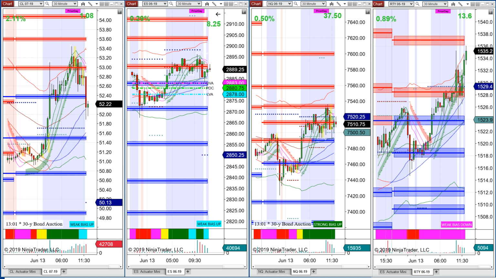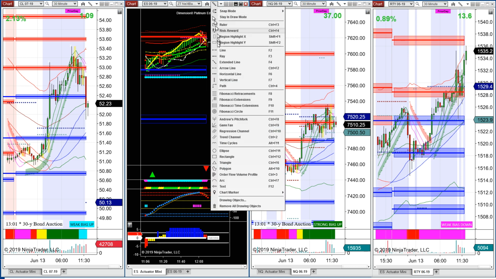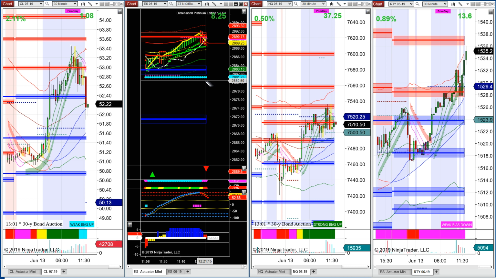And when it does get to an area, like you see here on the ES right now, where it's up at 2889.25, I'll switch to a smaller time frame. These are 30-minute time frames. I'll switch to a smaller time frame and really look to fine tune my entry. So here, this is a good example. This is occurring right now. We just had a trade fire here.